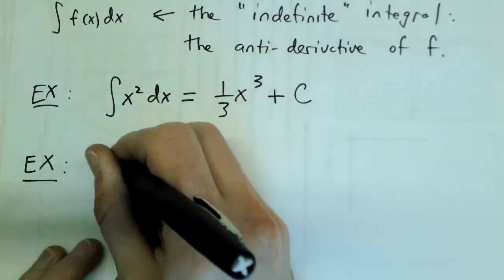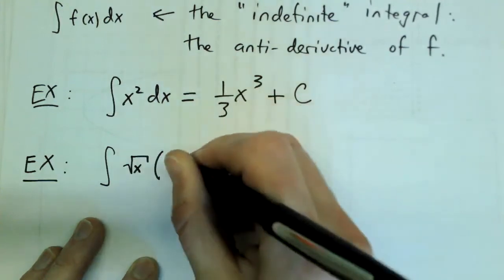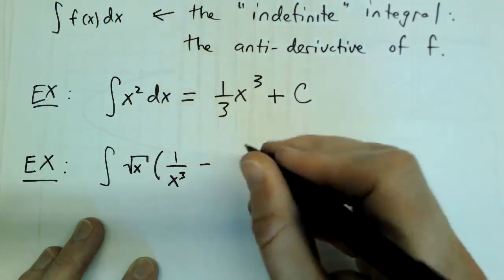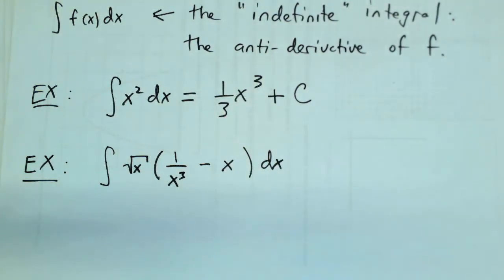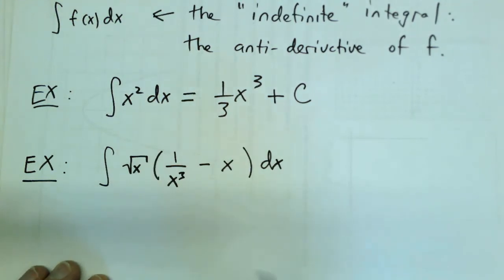So if I give you something like this, integral square root of x times 1 over x to the 3rd, like minus x or something like this dx. This is an indefinite integral, and of course, it just means find the antiderivative. But that's not really written as a polynomial yet. So you have to rewrite it. So let's just rewrite this expression as a polynomial. Then we can think about what the antiderivative will be.